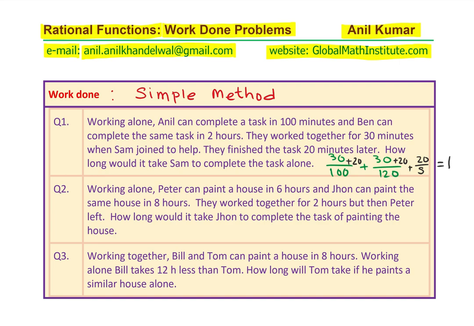Now, working alone, Peter can paint a house in 6 hours. Let's do this. 6 hours means 6 in the denominator, and John can paint the house in 8 hours, plus 8 in the denominator. They work together for 2 hours, so 2 goes in the numerator. But when Peter left, how long would John take to complete the job? So John alone is working for some t hours. Let's write t here, speed 8, and then completes the job. You get the idea. How easy it is.